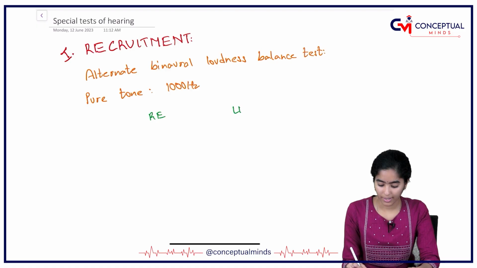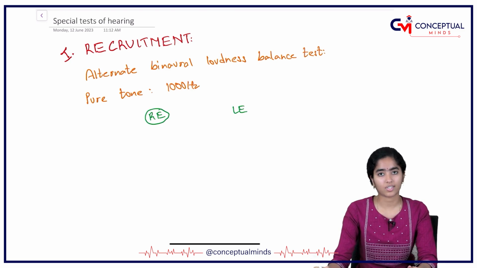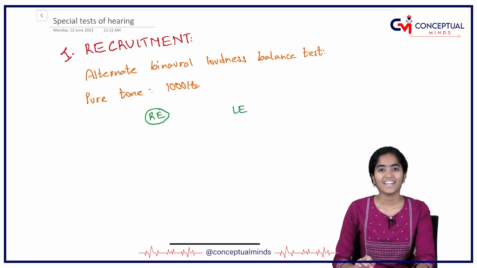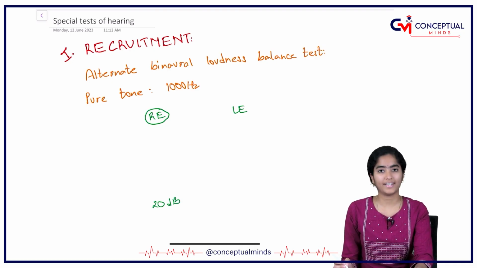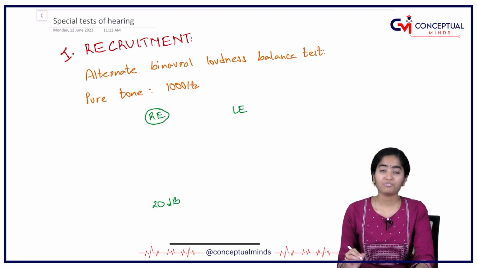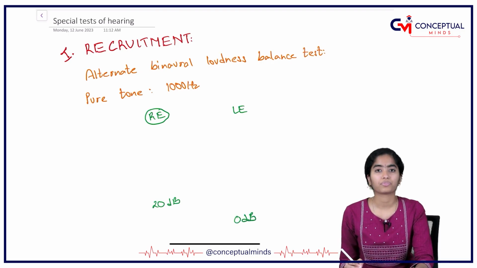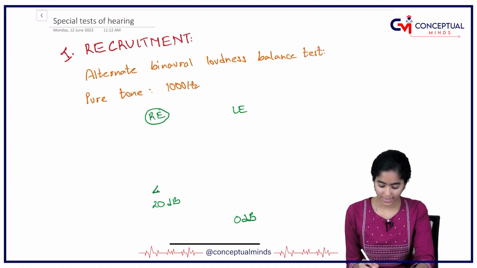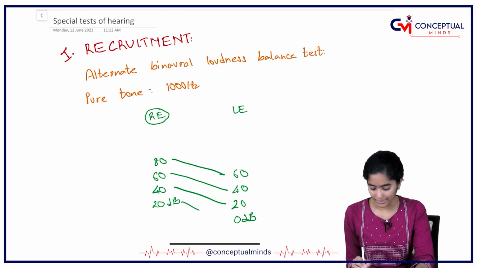We have the right ear and the left ear. Let us say the right ear is the deaf ear, the recruiting ear. Initially, say suppose this ear is hearing a sound of 20 decibels. The left ear, the normal ear, can hear that sound at 0 decibels itself. And as we increase the sound, what this can hear at 40, this ear can hear at 20, 60, 40. Like that, a difference of 20 decibels is always maintained.